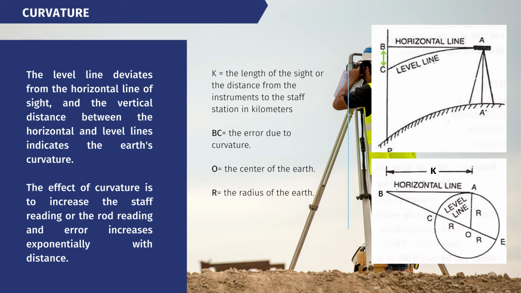So we have here K as the length of sight or the distance from the instrument to the staff station in kilometers. BC, with the green arrow as seen on the picture, is the error due to curvature. O is the center of the Earth, and R is the radius of the Earth.